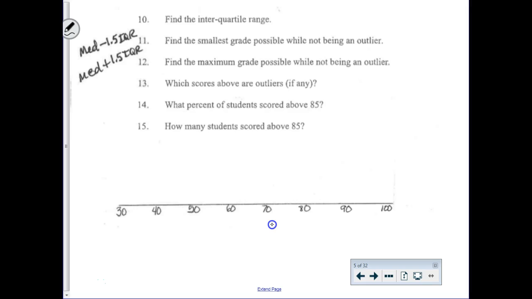So the next question, oh, interquartile range. One more before I get to the next stuff. They want you to find the difference between the upper and lower quartiles. So it's found by taking Q3 and subtracting Q1. I forgot what they were. 85 and 70?